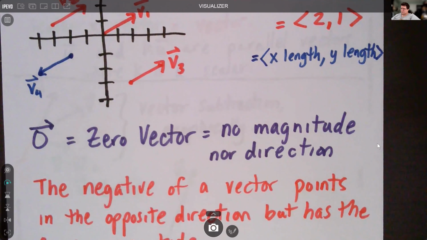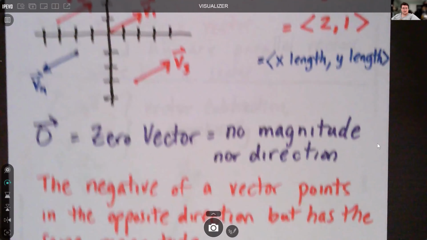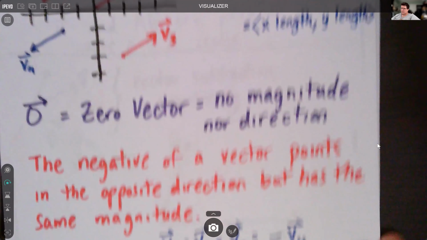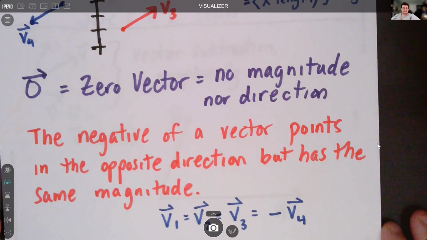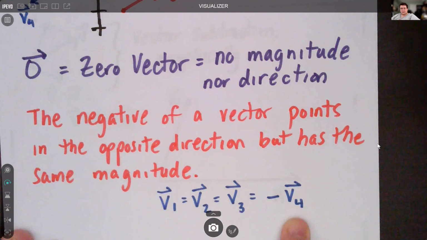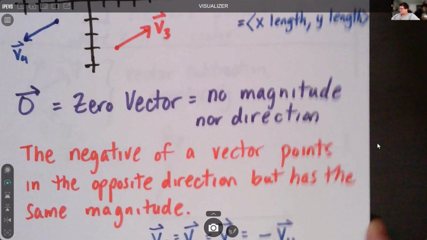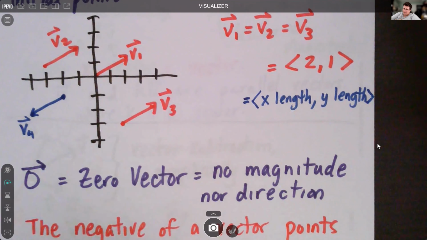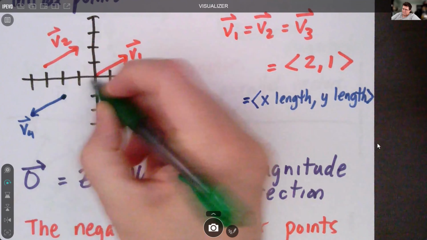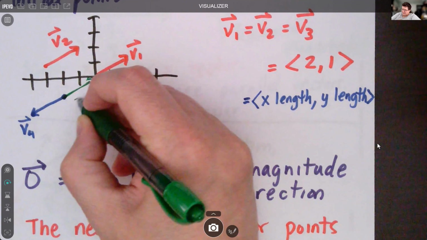That negative of the vector we were talking about. So V4 is the negative vector for V1, V2, and V3. It points in the opposite direction, but has the same magnitude. So negative V4. If we made V4 negative, it would point in the same direction. Let's put that up here. Let me do negative V4. V4 right here would be starting at the same point, but the opposite direction, goes right 2 and up 1. So that's negative V4.